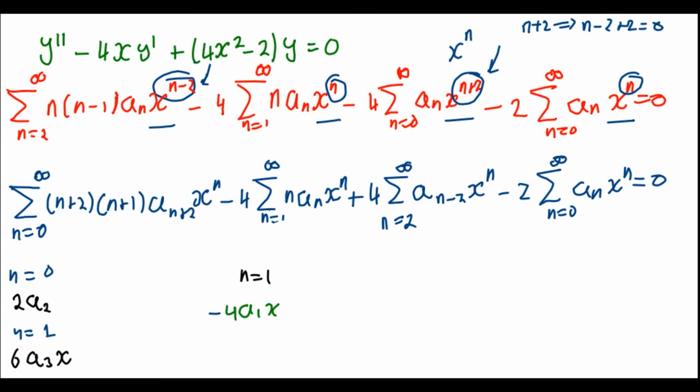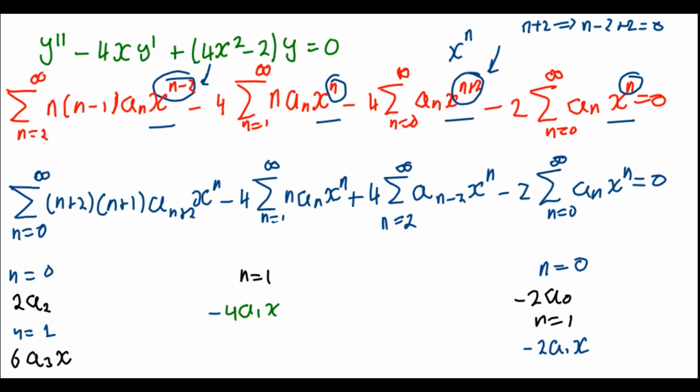So what about the last one? So for the last one, this would be like when you say n is equals to 0, what do you get? So what you get here is that you're going to get minus 2a sub 0. Okay, so what about when n is equals to 1? Okay, so this is going to be minus 2 a sub 1 times x to the power 1. So just something like that.